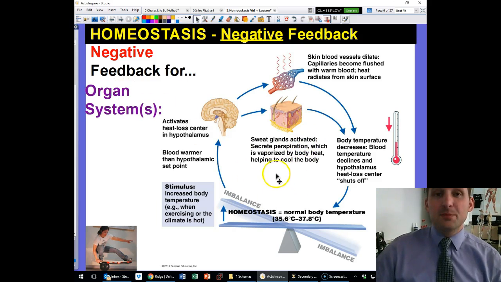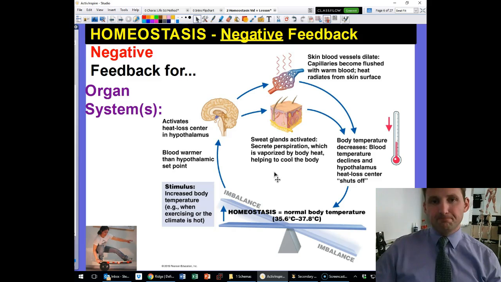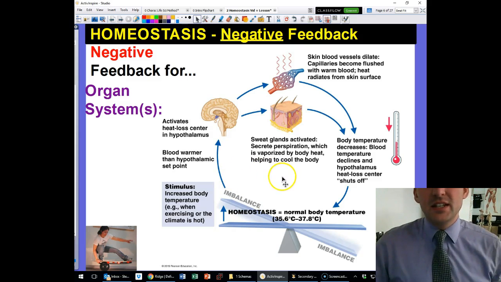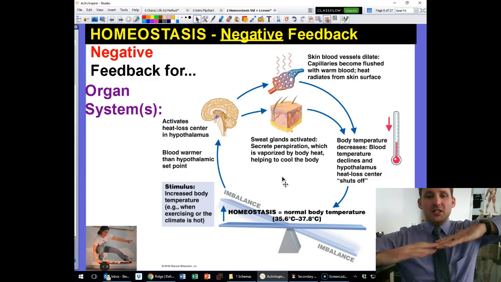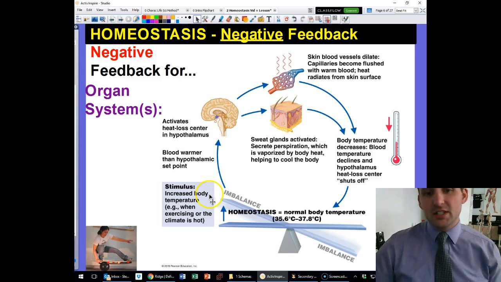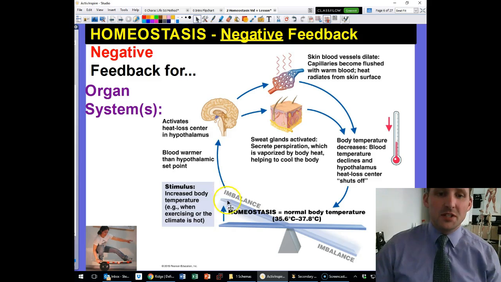So let me describe this. Actually, pause the video. See if you can make sense of this illustration in the video. See if you can see what's happening with the receptor, the control center, and the effector. So hopefully if you've done that, you see that this is the positive side of body temperature, blood temperature. So your body temperature is increasing. So what was normal is now increasing. So this is like you being outside right now in the heat or exercising or getting nervous.